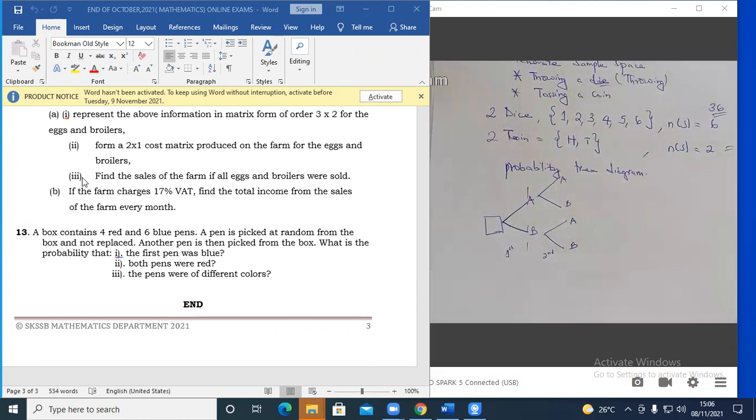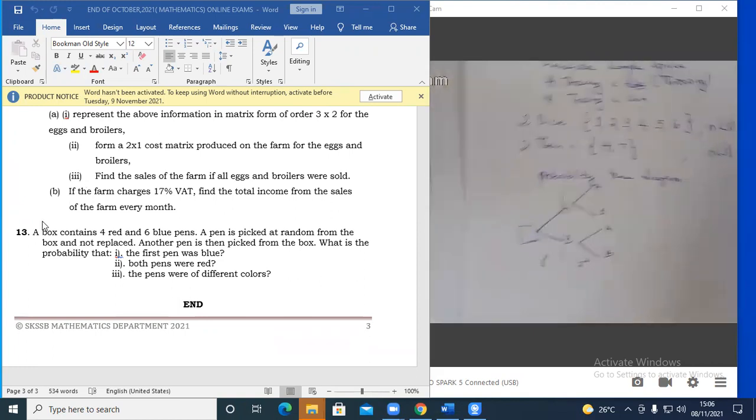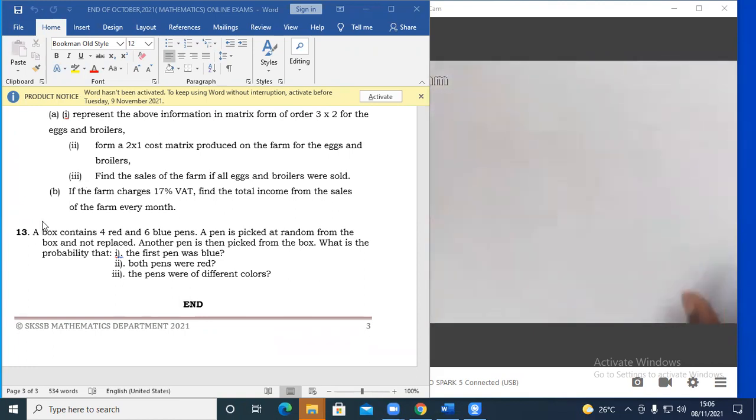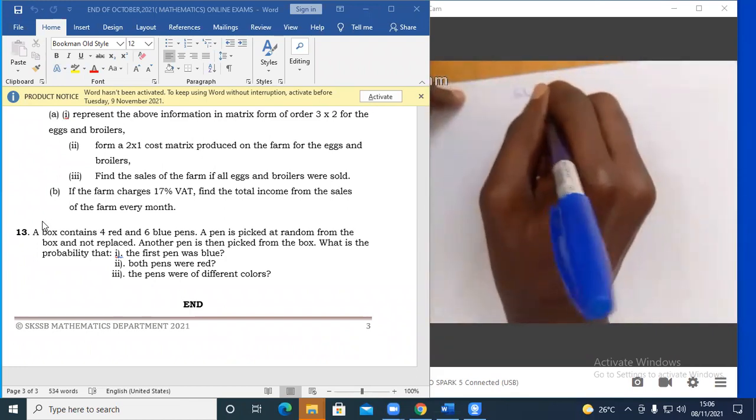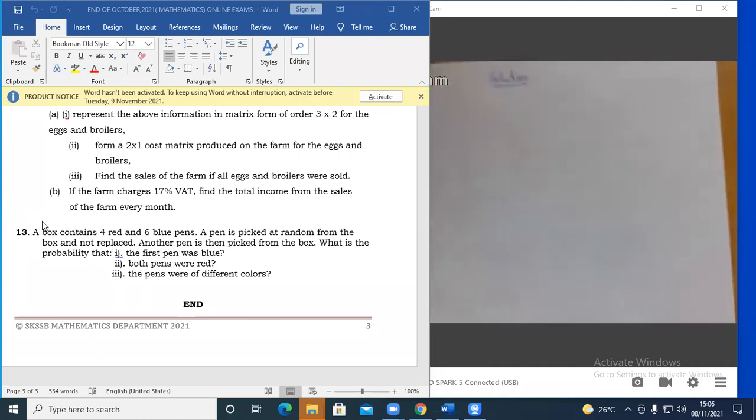Now let's go to the question. Question number 13. Let's answer that question after reminding ourselves. Can someone take us through that?